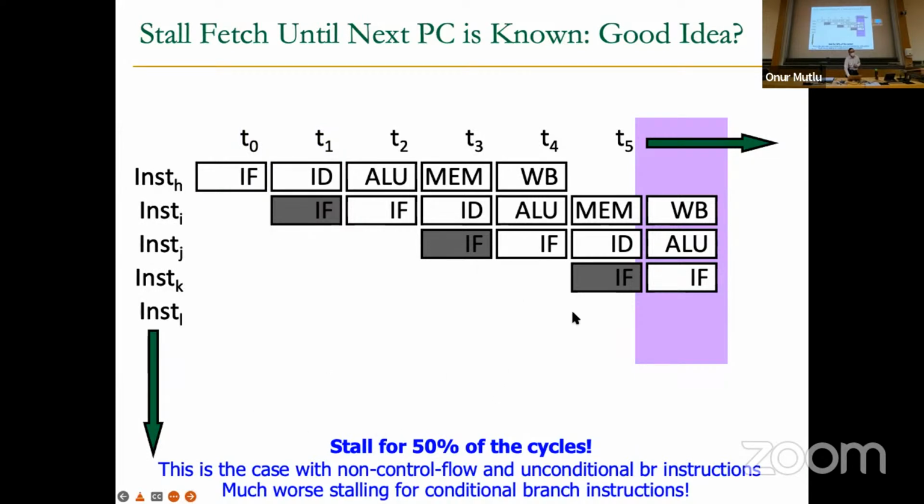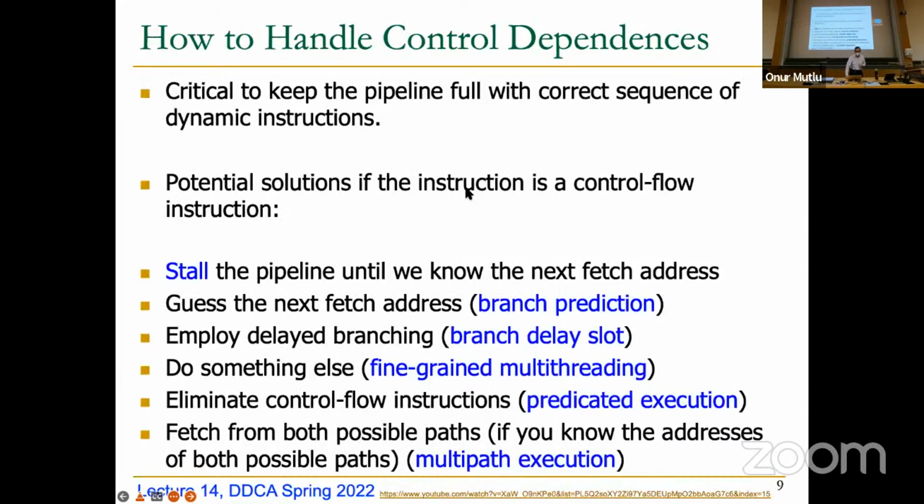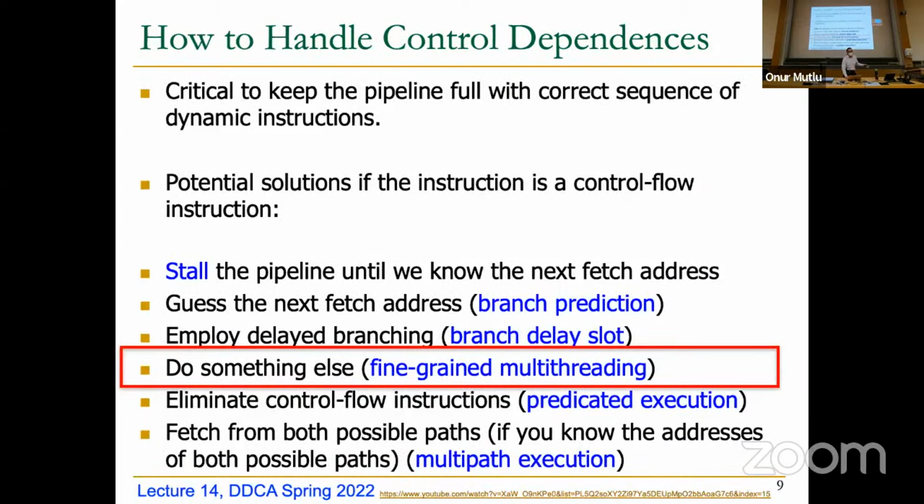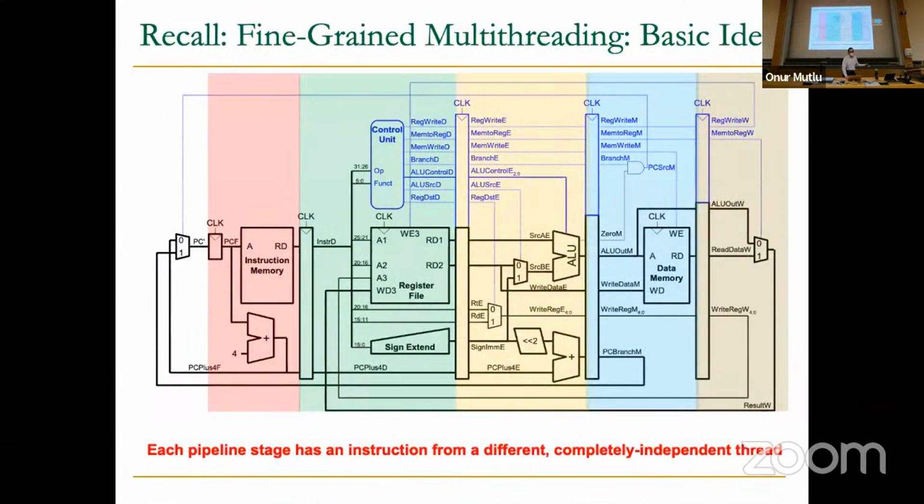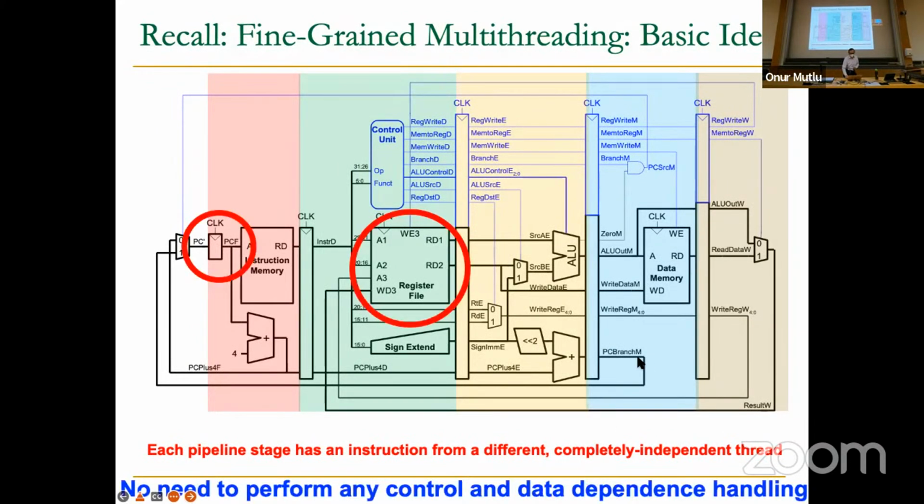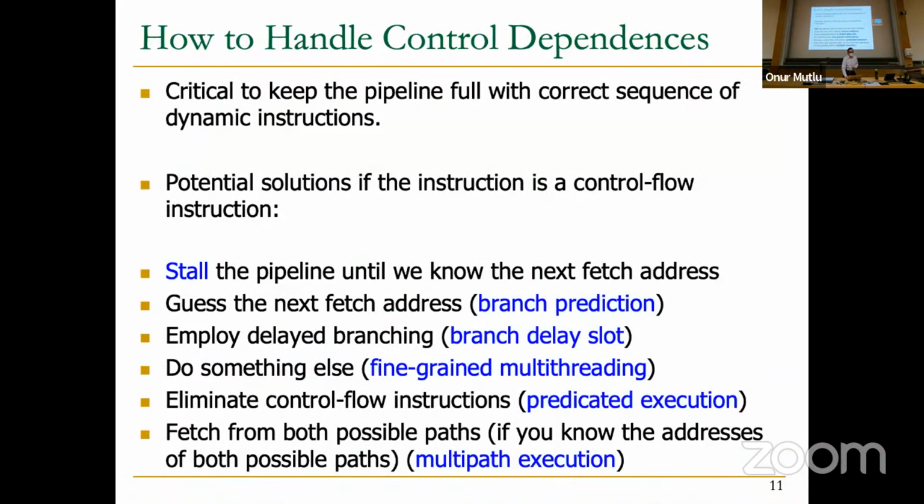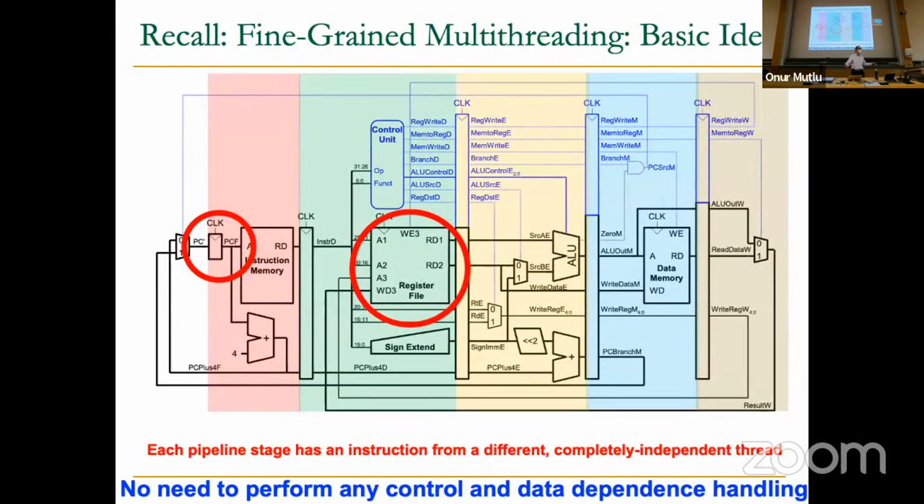Clearly, you get much worse stalling for conditional branch instructions, because conditional branch instructions are resolved in the MEM stage, if you remember, from the old pipeline. This is our old pipeline. Okay, let's take a look at doing something else, fine-grained multi-threading. You already know what to do over here. Each pipeline stage has an instruction from a different, completely independent thread. As a result, there is no branch prediction problem. That's good. And no need to perform any control and data dependence handling. But you already know that this doesn't help the performance of this program. So we're going to try to improve the performance of this thread, and it comes at a hardware cost.